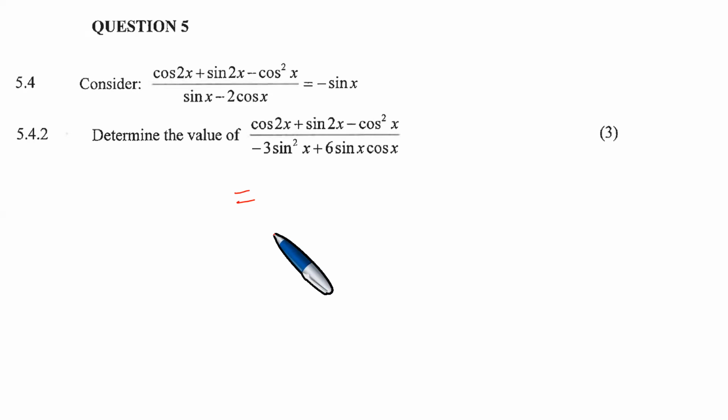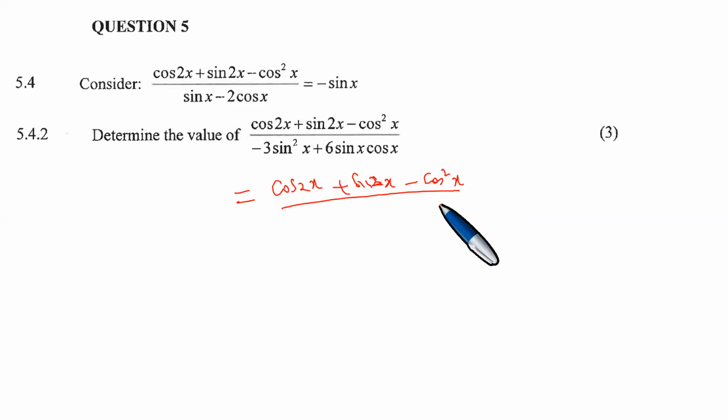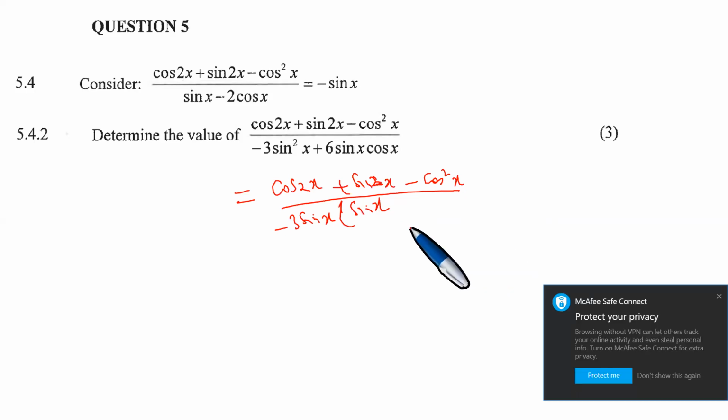okay, so we have these. So look at the top one, which is cosine 2x, sine x minus cosine squared x, which is minus sine x. Okay, so this one is sine x, like that.